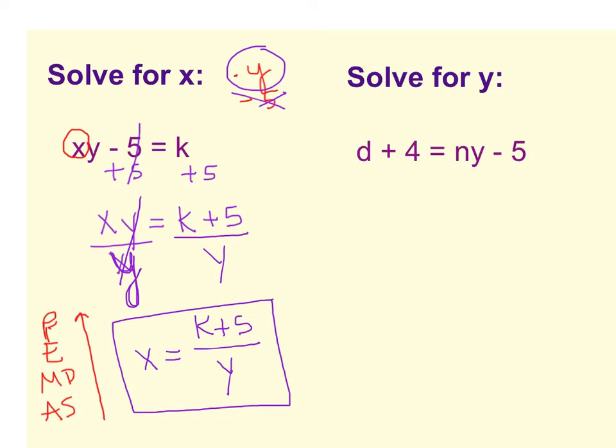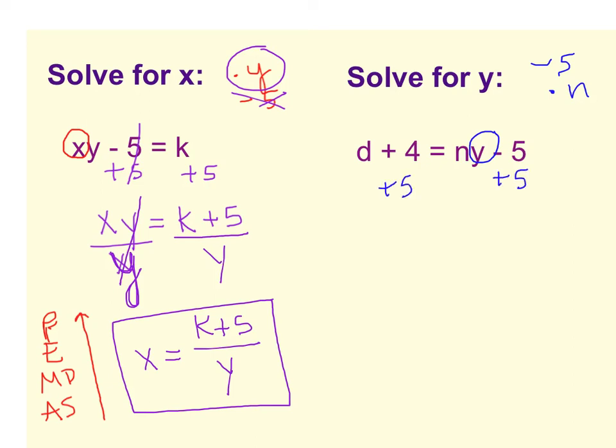All right, so last one for our intro video, solve for y. So first we have to figure out where y is. And what are the operations with y? We're subtracting a 5. We're also multiplying it by an n. So going through PEMDAS backwards, what are we going to do first? We're going to undo any addition or subtraction. So that minus 5 goes first. Opposite of subtracting 5 is adding 5.